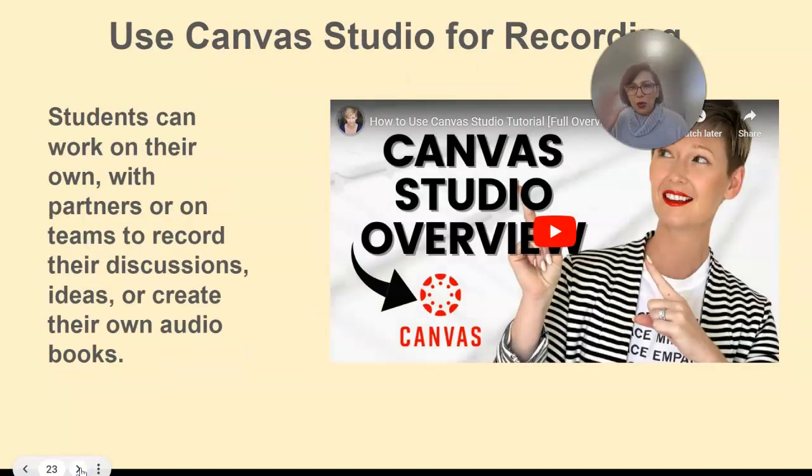Other places that you can record through Canvas, you have a program called Canvas Studio. They can work on their own. You can work with partners or small groups. Again, rather than showing a video, they can actually record their analysis, their summary. They can ask questions. For example, they wrote an essay, they got feedback, they can give feedback to a peer on how the student did or how they think they did on an essay or a test. So lots of great ideas. And there's a little tutorial on that.